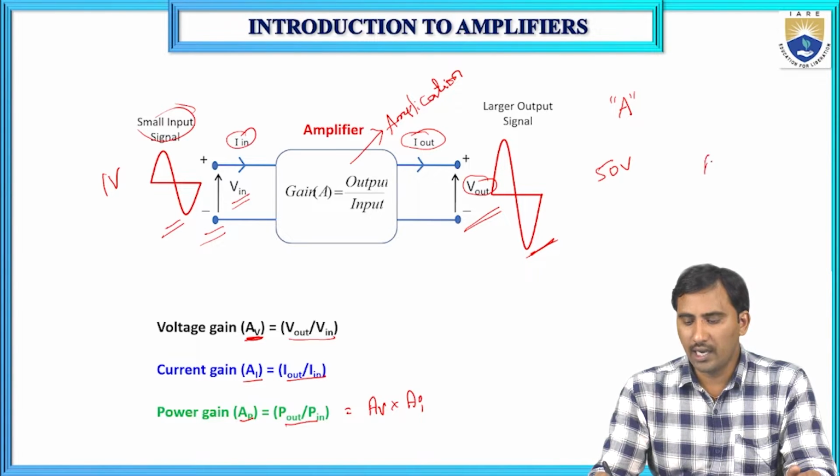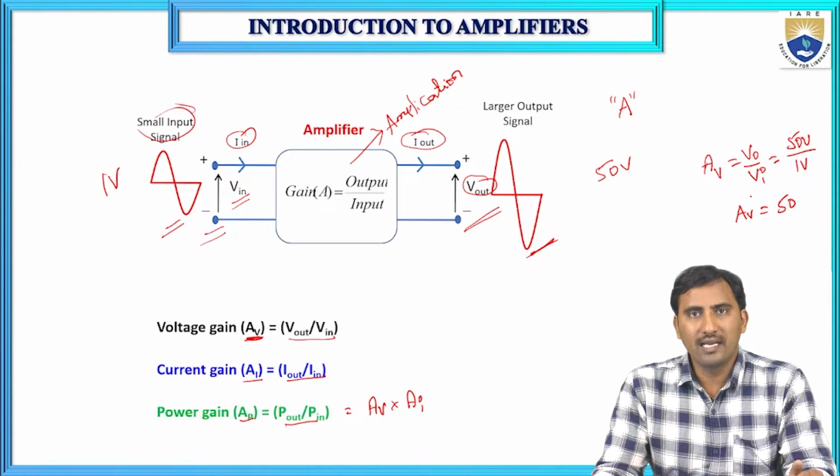So this is a voltage gain. A voltage gain will be represented with the suffix V, so A_V is equal to output voltage by input voltage. What is the output voltage here? The output voltage is 50 volts, by what is the input voltage? The input voltage is 1 volt. So that is equal to 50. And here the gain doesn't have any units, so it is a unitless dimension.